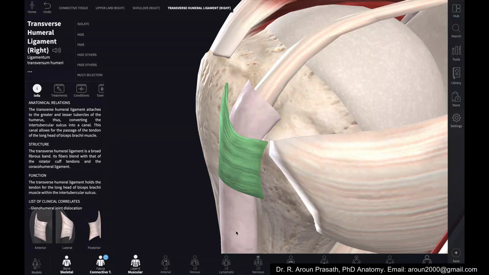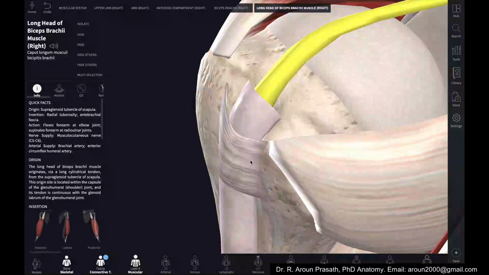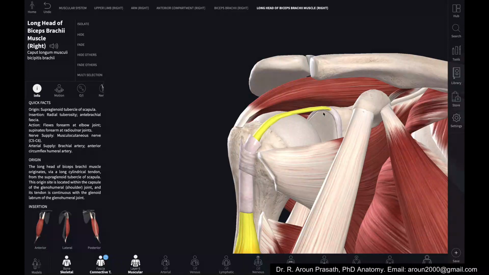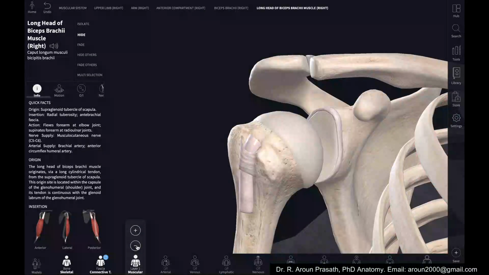So through this groove, the biceps muscle tendon goes inside the joint cavity and attaches to the superior aspect of the glenoid fossa. So that means this tendon is becoming an intracapsular structure in the shoulder joint. So this is very interesting. Now why this is going inside the joint, we have to know.